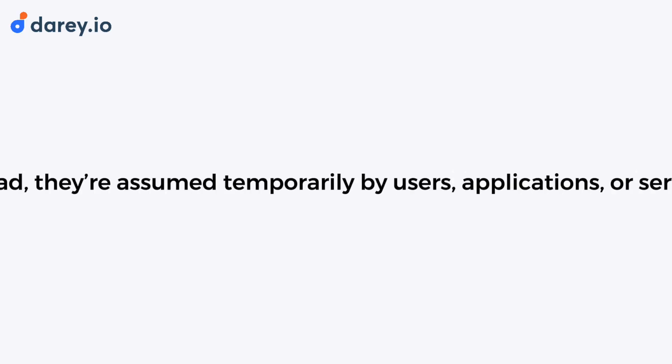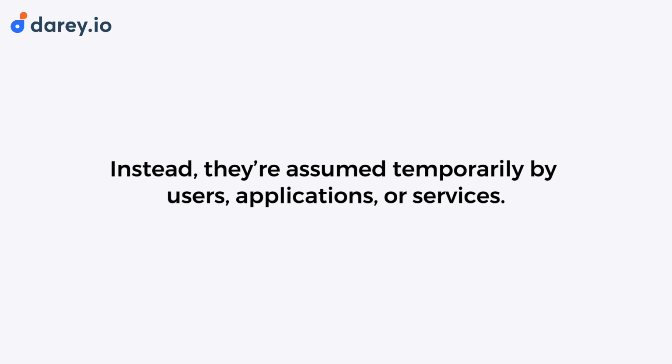Next, we dove into IAM roles. Unlike users, roles are not tied to a specific person or application. Instead, they're assumed temporarily by users, applications, or services.